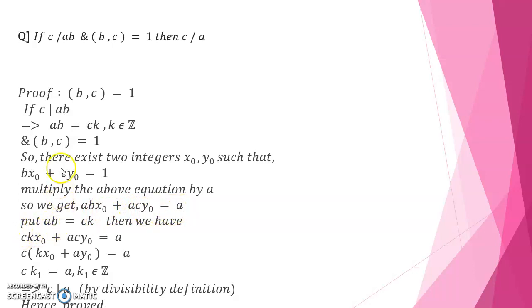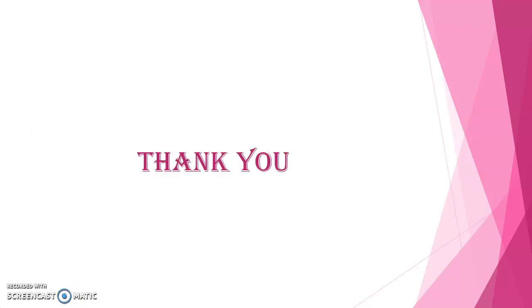Now, if I substitute AB equal to CK in this equation and take C common, we have C times (Kx0 plus Ay0) equal to A. Kx0 plus Ay0 is nothing but again an integer that can be replaced by k1. So Ck1 equal to A implies that C divides A by the definition of divisibility.